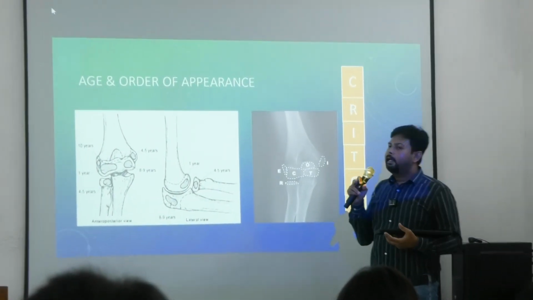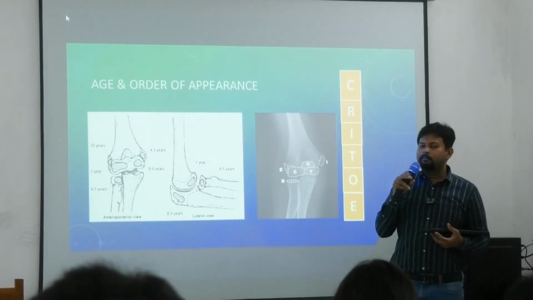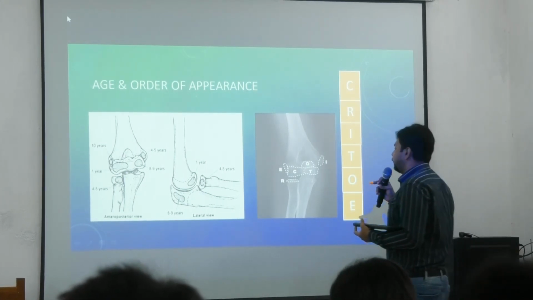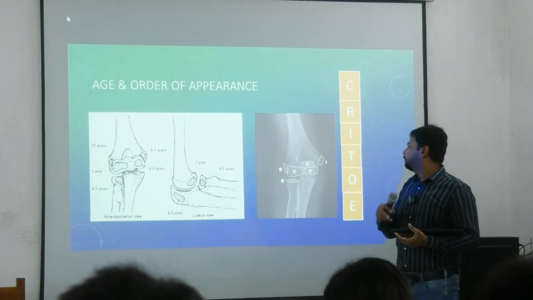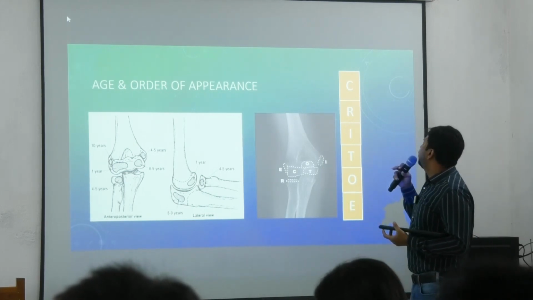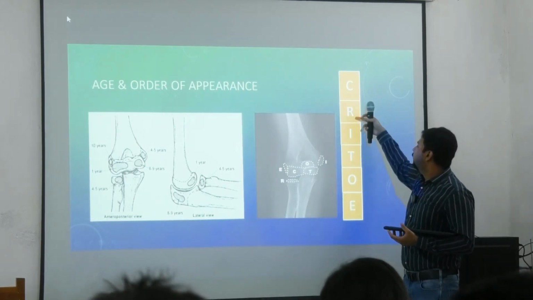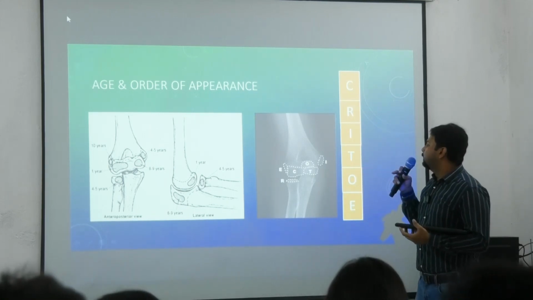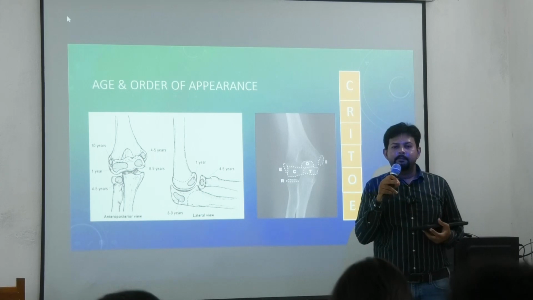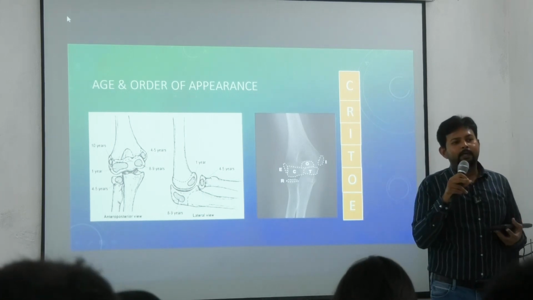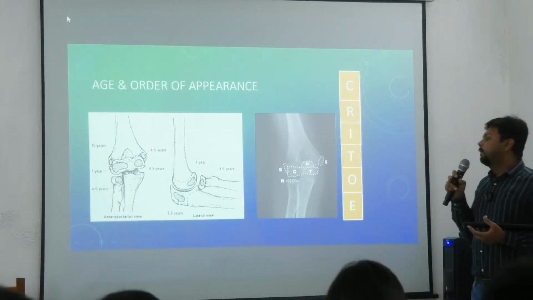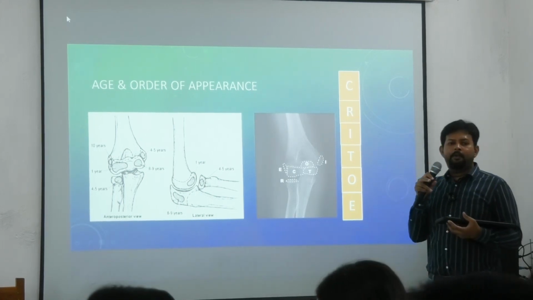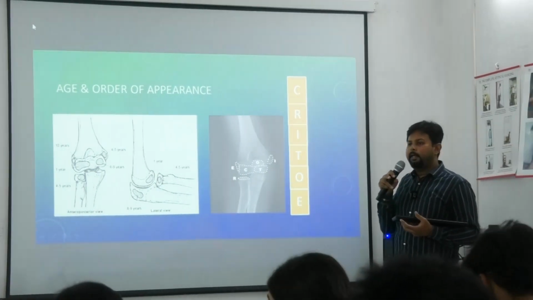আচ্ছা, এবার age and order of appearance of secondary ossification centers in elbow joint. ঠিক আছে? So here we have a mnemonic CRITOE. ঠিক আছে? So C stands for capitulum, R stands for radial head, I stands for internal epicondyle or medial epicondyle. ঠিক আছে? Internal or medial epicondyle.